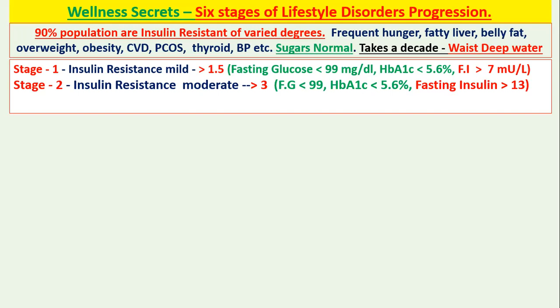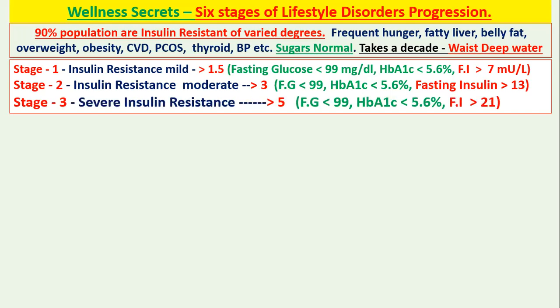Now, what is stage 3? Severe insulin resistance, that means above 5. Fasting glucose is again below 99. HbA1c is below 5.6%. But fasting insulin is high. Even if you see the lab range, 21 means okay, they feel it is normal. This means what, friends? We are already in flooding water, stuck waist deep. When you are in waist deep water, you should take care of your safety.